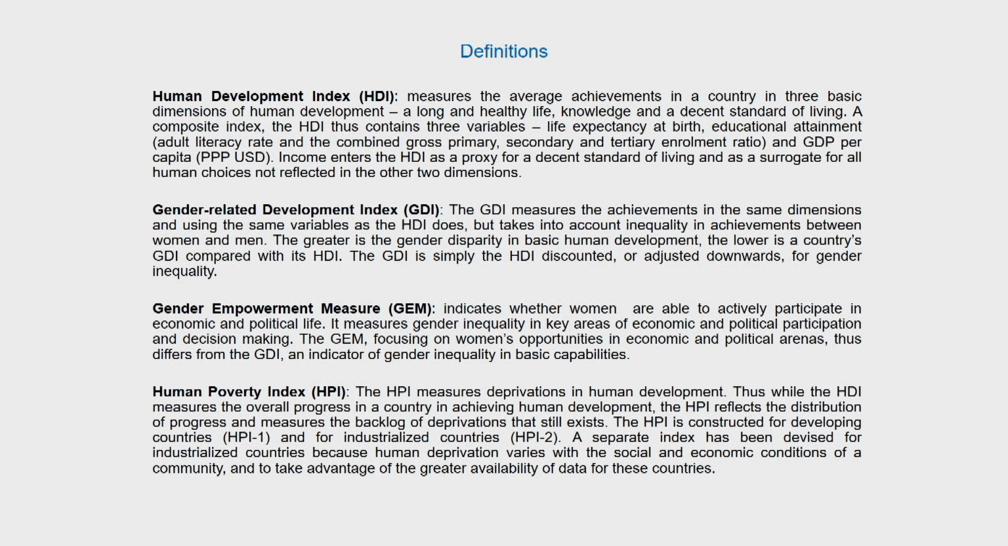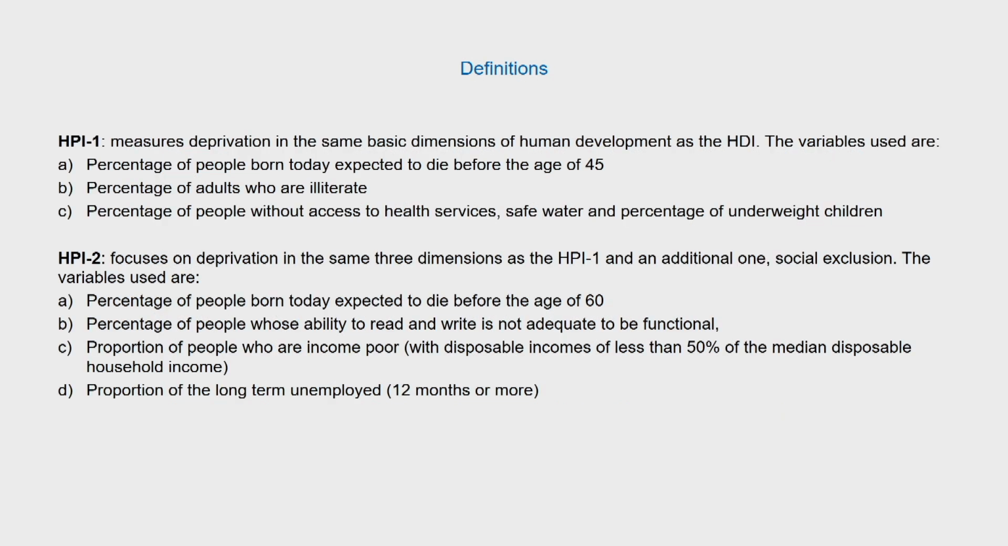A separate index has been devised for industrialized countries because human deprivation varies with the social and economic conditions of a community, and therefore there is a need to take advantage of the greater availability of data for these countries. So these are the indicators which we have already seen for HPI 1 and HPI 2, therefore there is no need to repeat them here.